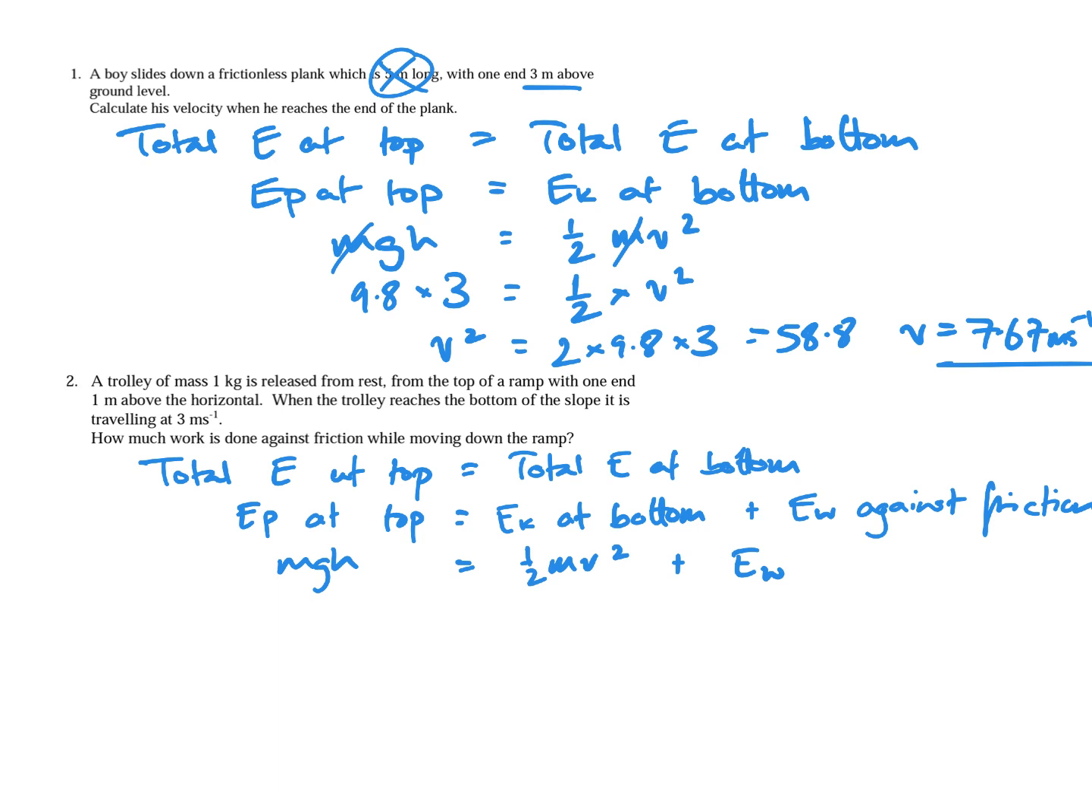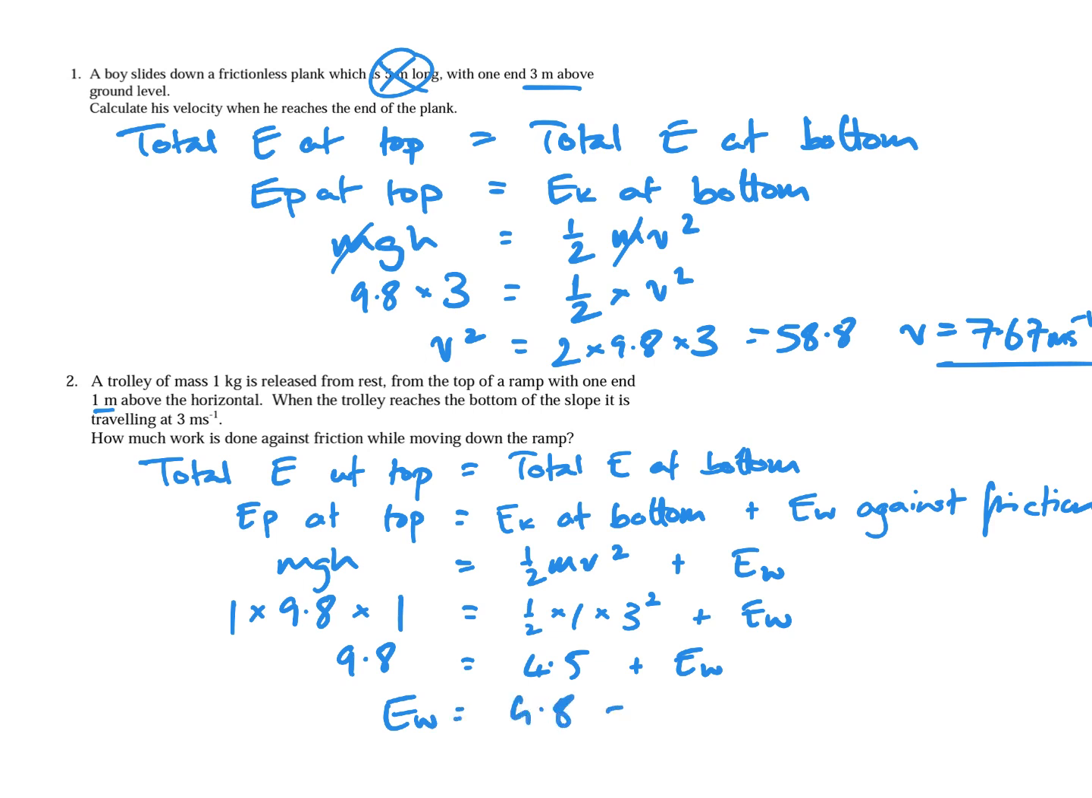In this case, okay, we're given the mass, so that's 1, and the height, okay, 1 metre above horizontal, and we were given the speed. So don't forget the squared. So we can do all our calculations: 9.8 equals 4.5 plus EW, so EW equals 9.8 minus 4.5, which is 5.3 joules.